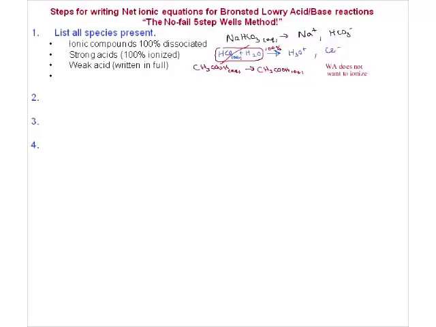And then finally, water is always going to be present in every single chemical reaction that we're doing for acids and bases, for the most part, because we're dealing with aqueous solutions. And we know that water is this amphoteric species that can be an acid or a base. So we have to include it in our overall overview because we know it's there and it can exist as an acid or it can exist as a base.